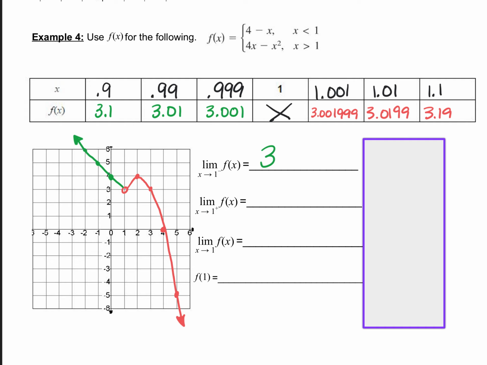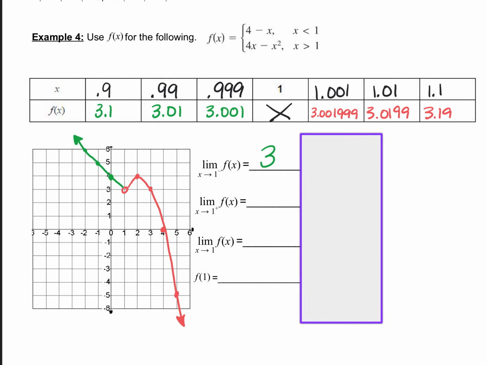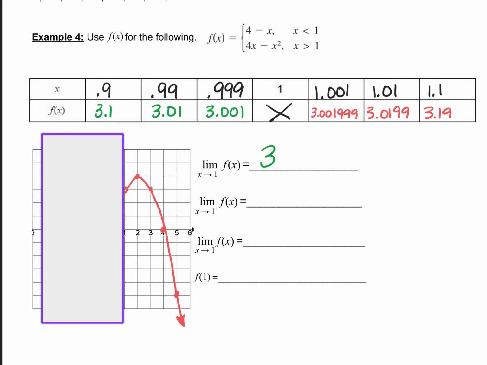Now, let's imagine I want to find the limit as x approaches 1 from the right. So now I'm going to cover up everything on the left side of 1. And I ask myself again, following the path of this function, when I get to x equals 1, I could probably make a pretty good educated guess that my output is going to be 3. So using the graph, I get an output of 3.